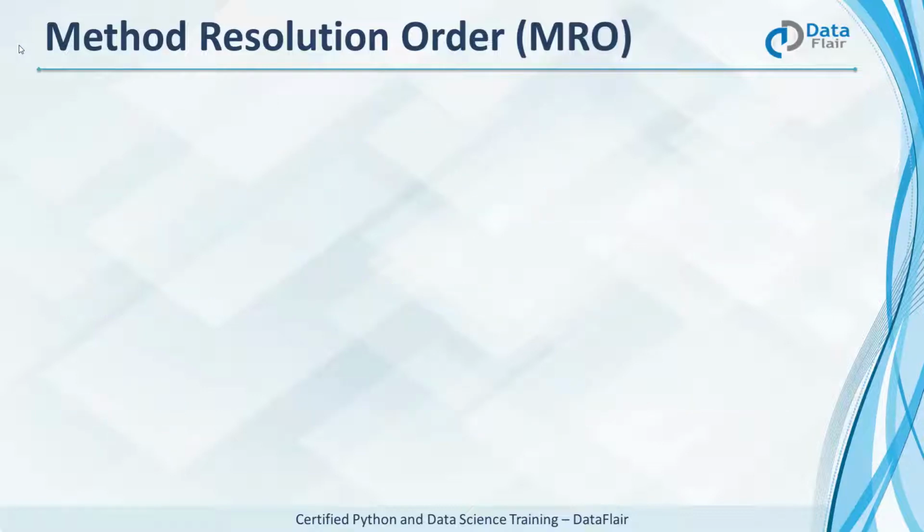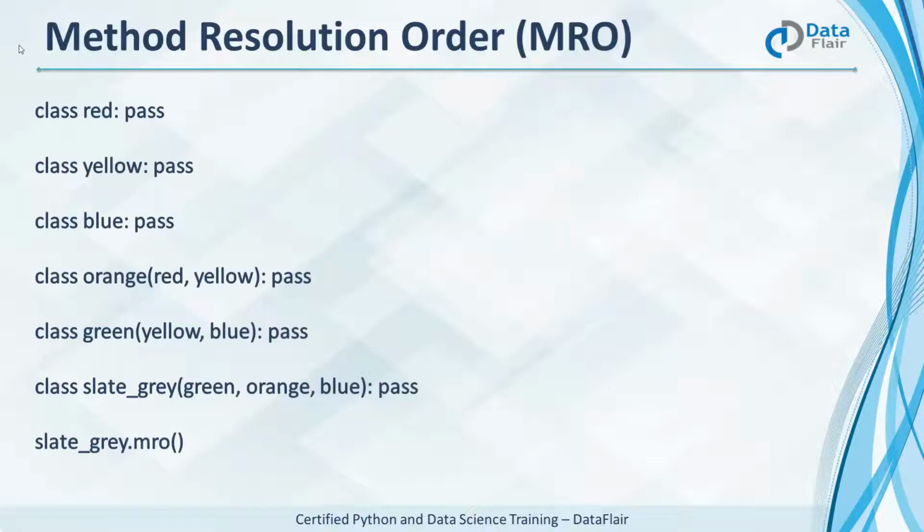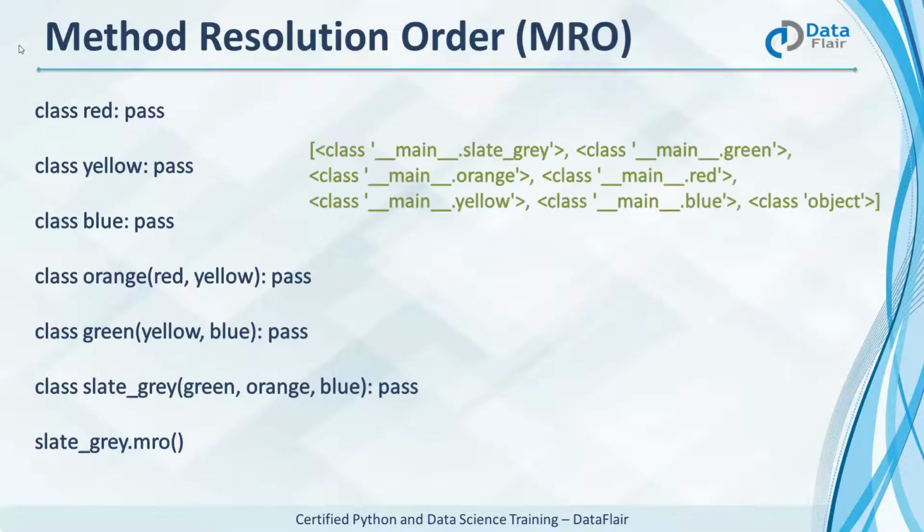We learn better when we learn from multiple examples to make sense of. So let's take another example. Classes Red, Yellow, and Blue inherit from nobody. Orange inherits from Red and Yellow. Green inherits from Yellow and Blue. Slate Gray inherits from Green, Orange, and Blue. What order does it follow? What is the MRO for the Slate Gray class? First, the class itself, then Green and Orange, Red and Yellow, then Blue, finally object.